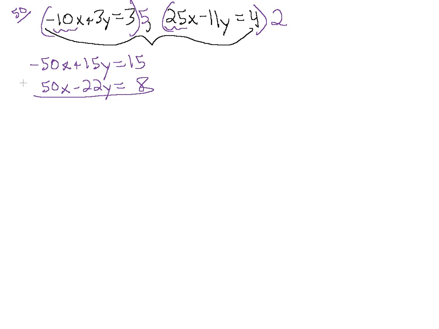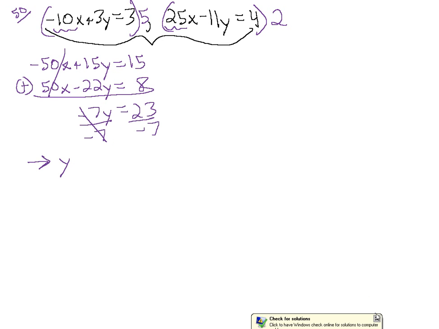Now we can go ahead and combine these two equations. These two terms will cancel, so we have minus 7y equals 23. Let's divide both sides by minus 7. That'll cancel those two terms, leaving just y by itself. Y equals minus 23 over 7, and we have a value for y. Now that we have a value for y, we can plug it into either equation to get a value for x. These numbers are smaller, so let's just use this one.